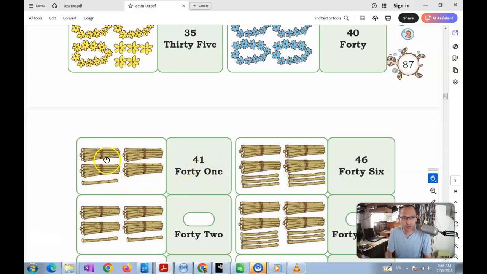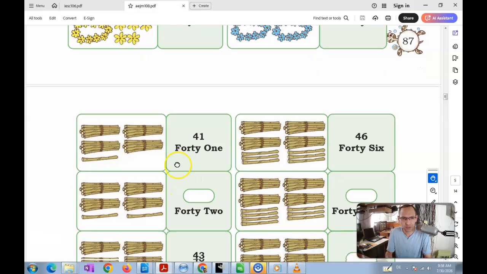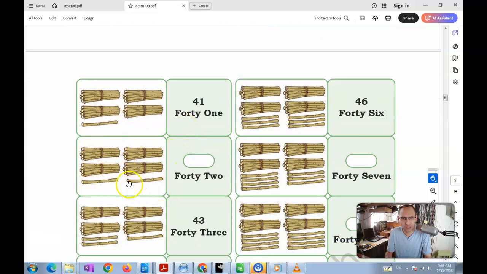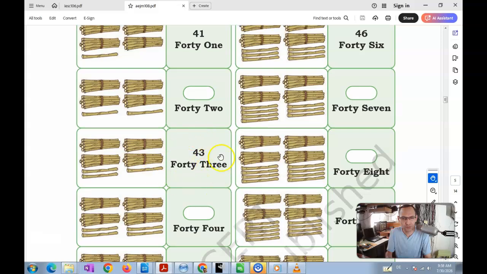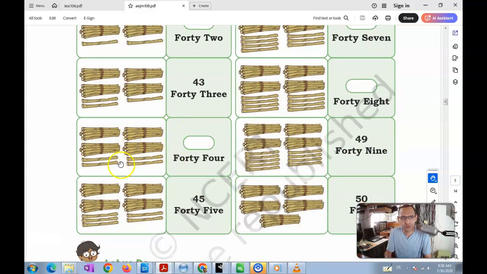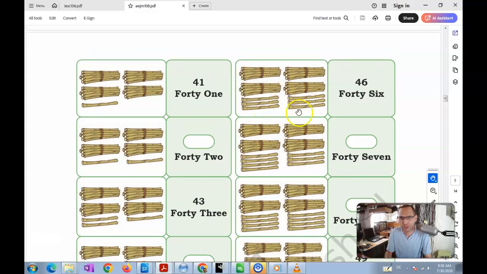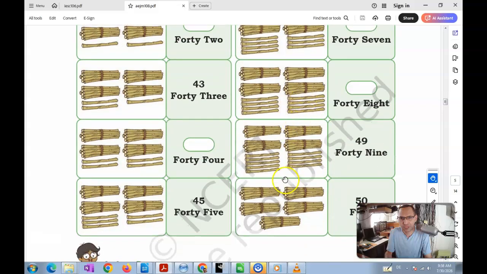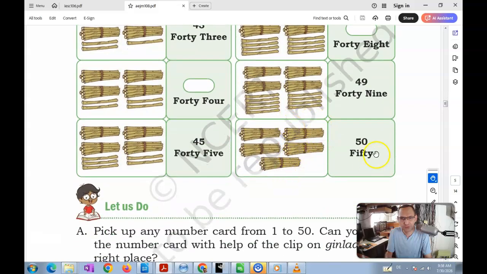So 41 would be 4 groups of 10 and a 1, 4 groups of 10 and a 2, 42. 43 would be 4 groups of 10 and a 3. 44 would be that, and then 45, and then 46, 47, 48, 49, and 50 would be 5 complete groups of 10.